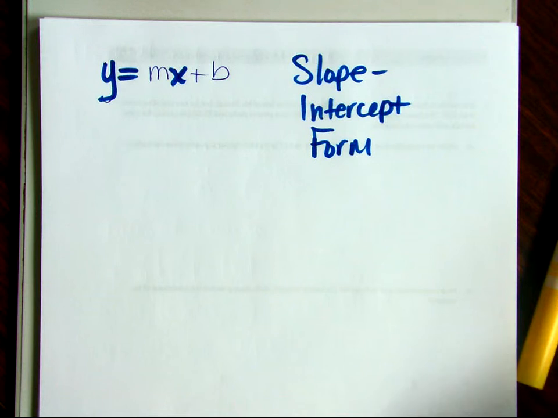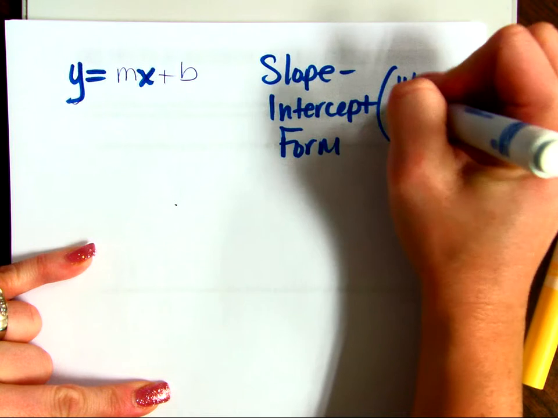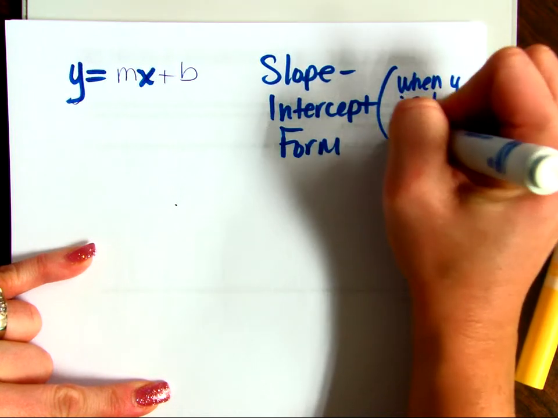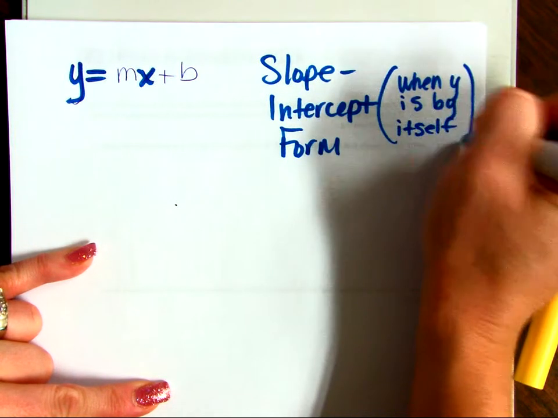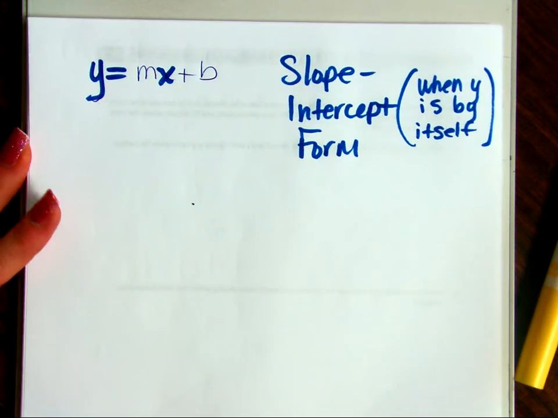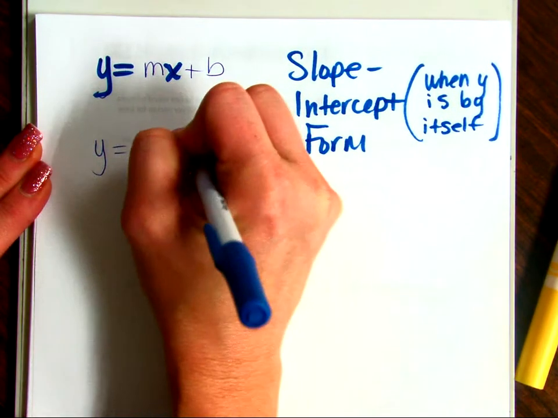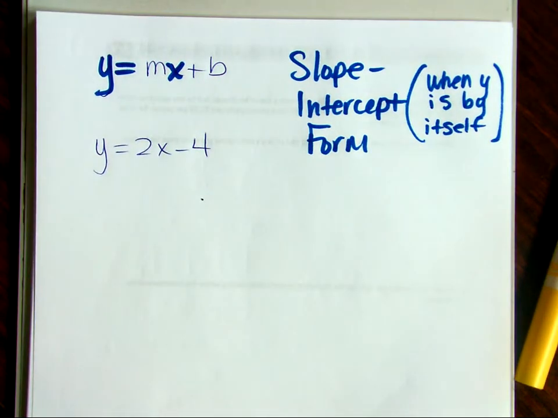So we already know that when y is by itself, because if y is not by itself, then it's not in slope-intercept form. So learning target 1, part 1: if I give you an equation, can you tell me what the slope is? Okay? If I give you an equation, just go ahead and grab that. Can you tell me what the slope is?